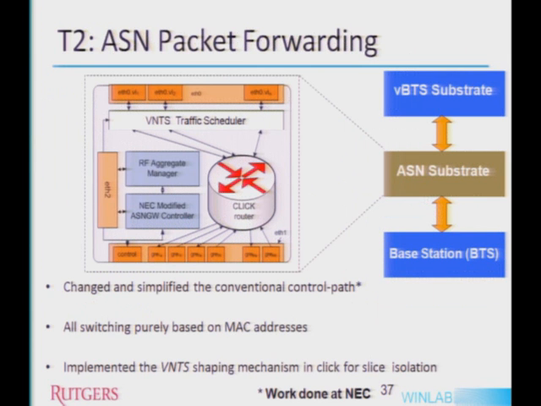On the ASN gateway, the first component is a modified, simplified control path. This work was done by our colleagues at NEC Labs. Initially we were getting control information through a file interface. Now we have information coming in through a socket interface, which we can integrate with our system. The other part is that all switching is done on MAC addresses now.